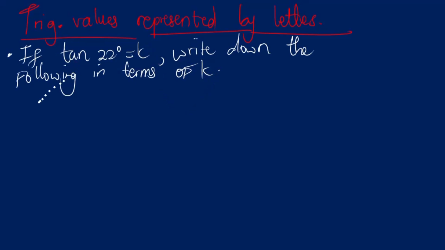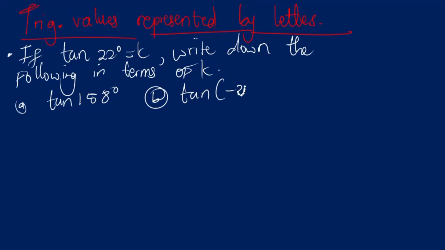So the first one here, we have a. What is a? We have the tangent of 158 degrees. B, what do we have? We have the tangent of negative 22. C should be something a little bit tricky. So let's say the sine of 22. It's going to take us a bit of time, I think.